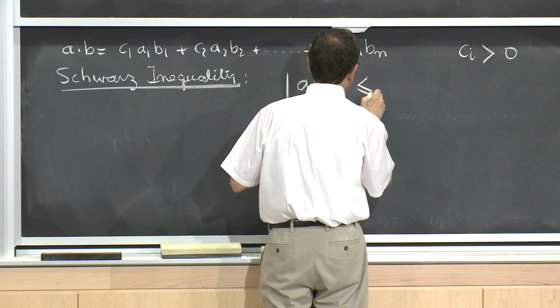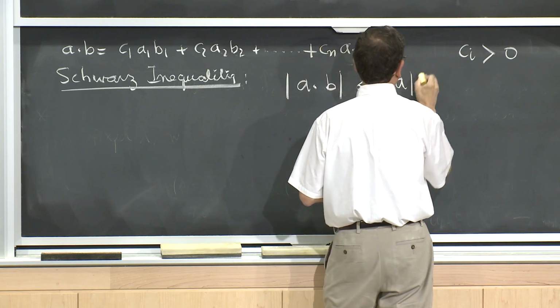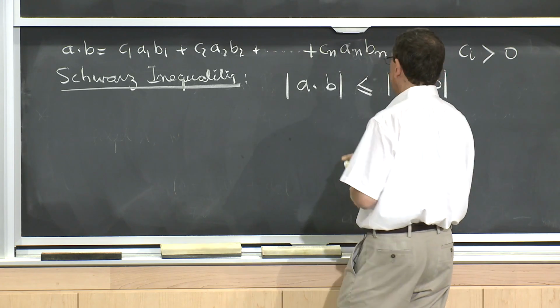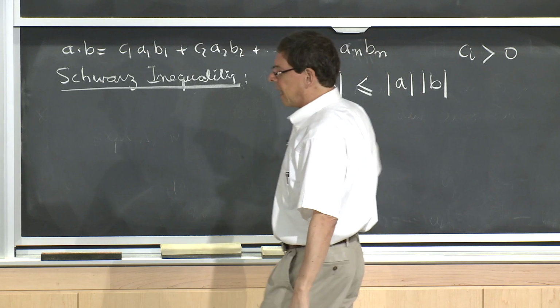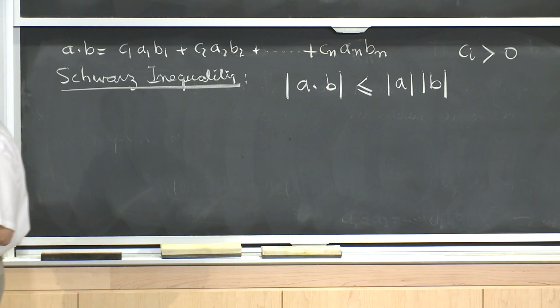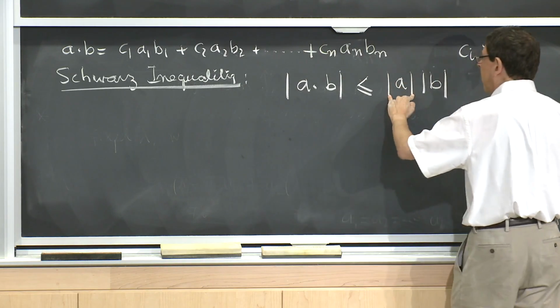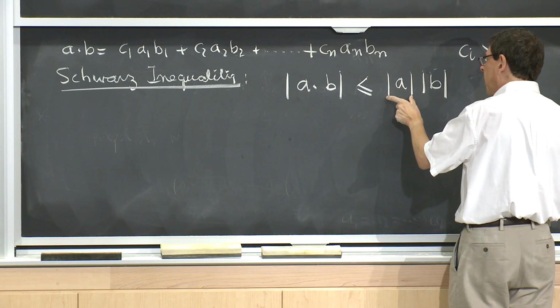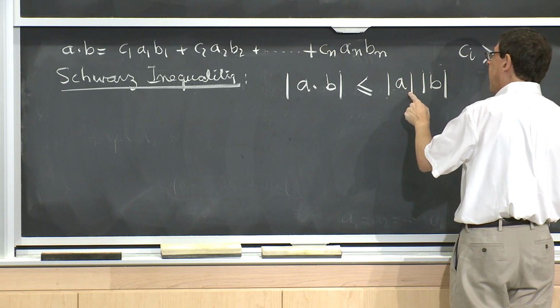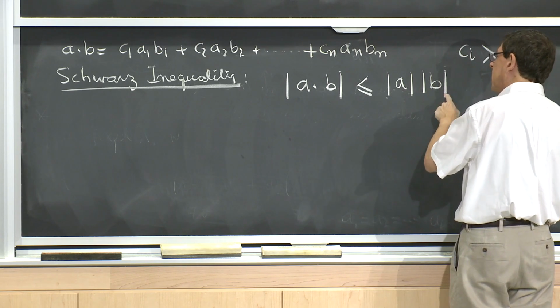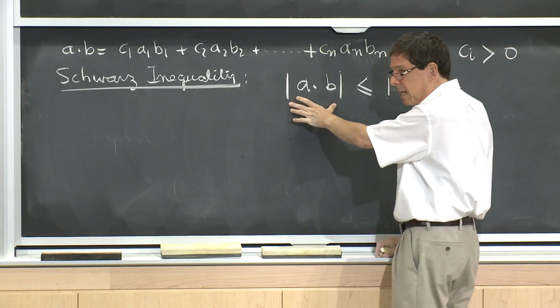is less than or equal to the length of A times the length of B. That's the claim. Now, it's very important that you look at it and see exactly what is being said in this equation. It's not all that obvious. First, these bars. This is the length of A. So whatever this bar in here means, it's the square root of A dot A, the square root of B dot B. What do these bars mean?